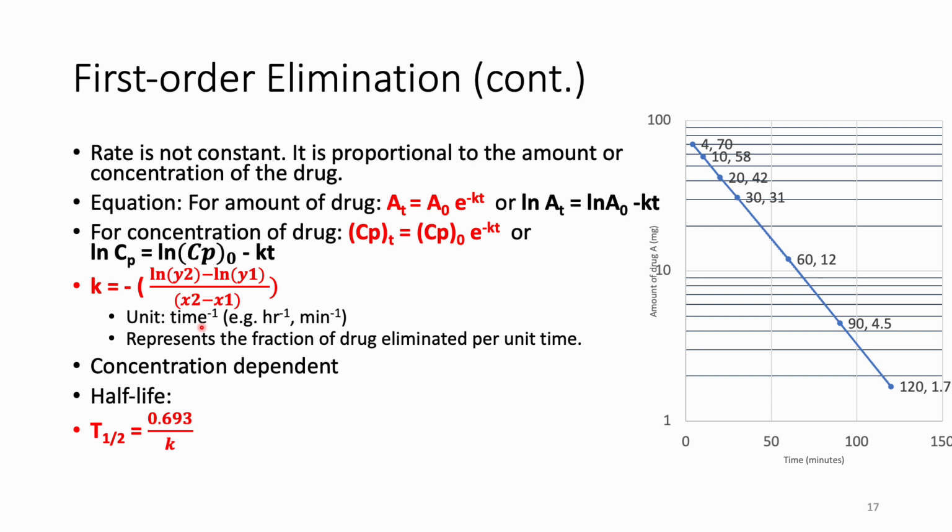The unit for K in first order kinetics is the inverse of time, usually inverse hour or inverse minute, that means per hour or per minute. And this represents the fraction of drug eliminated per unit time, not the amount. For first order elimination, the rate is not constant, and the rate depends on the concentration. The half-life is constant. It's calculated by half-life equals 0.693 divided by K.